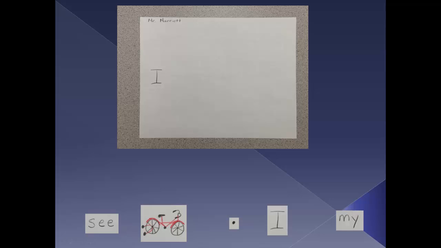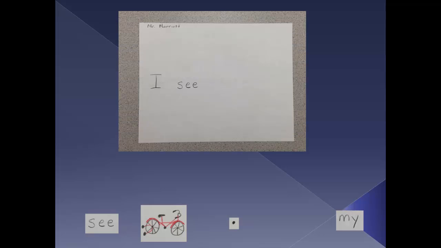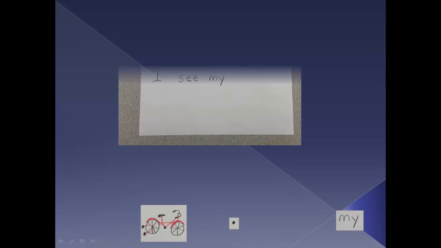Oops, I don't have it in my picture. There we go. I went the wrong way with my arrows. There we go. So we have I see. Well, we're not finished with my sentence yet. Okay? The next word I'm going to use is my. Can you point to the word my? Very good. Your finger should be pointing right here to this word. That is how you spell the word my. Okay? And let's go ahead and put that in my picture.